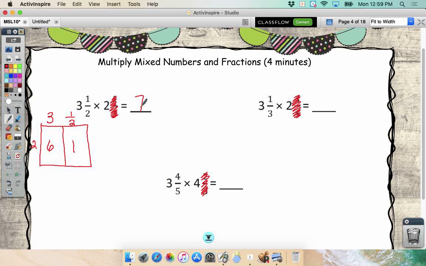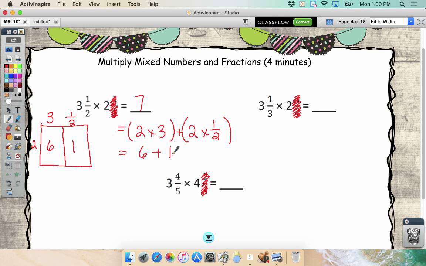Okay, now I'm going to show you how to solve it numerically. When you solve it numerically, you're going to add 2 multiplication problems together. Okay, so write this down and show me what I multiplied. I did 2 times 3, right? And then what did I do? 2 times a half. Equals 7. Okay, so that equals 6 plus 1, which equals 7. Okay, that was a super simple one.